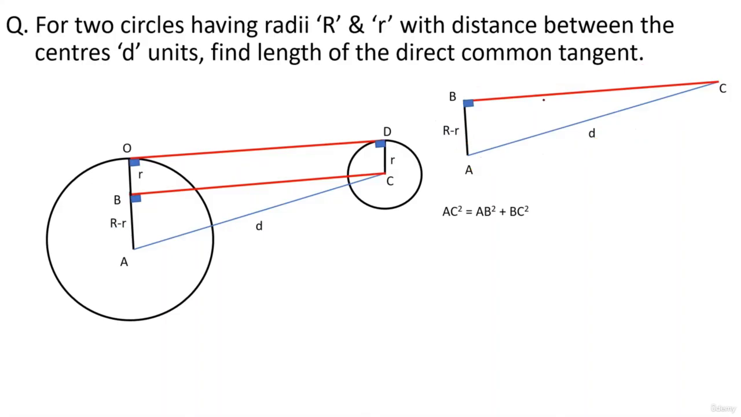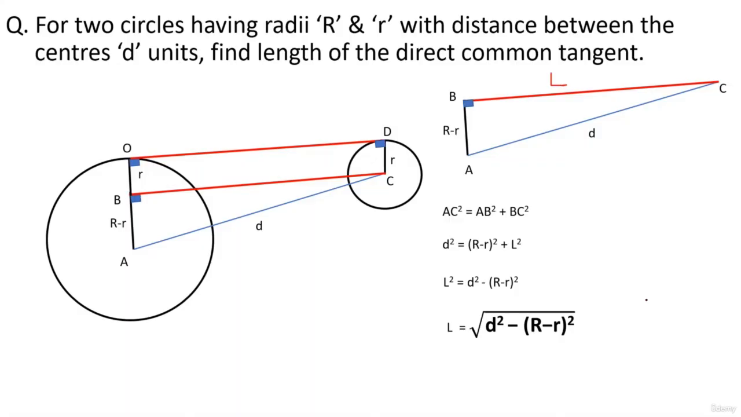Okay, now AC is given as small d. Okay, AB is given as capital R minus small r. और BC जो अपना डायरेक्ट कॉमन टेंजेंट जिसका हमको लेंथ फाइंड करना है, I am assuming its value is capital L. So applying the Pythagoras theorem, AC square, which is d square, is equal to AB square, which is capital R minus small r the whole square, plus BC square is equal to capital L square, right? So L square is equal to d square minus (R minus r) the whole square. That gives us L as square root of d square minus (R minus r) the whole square.